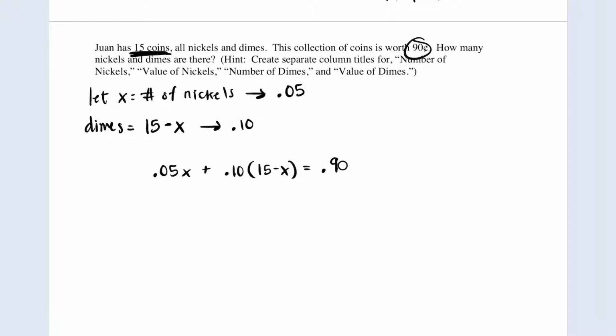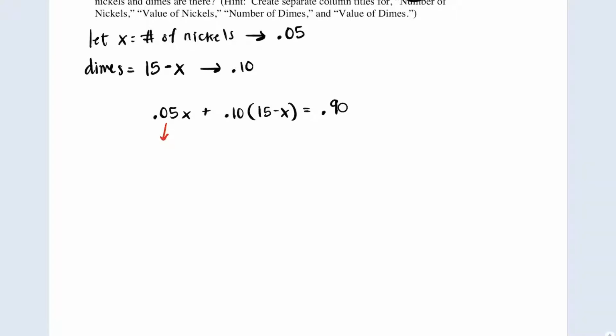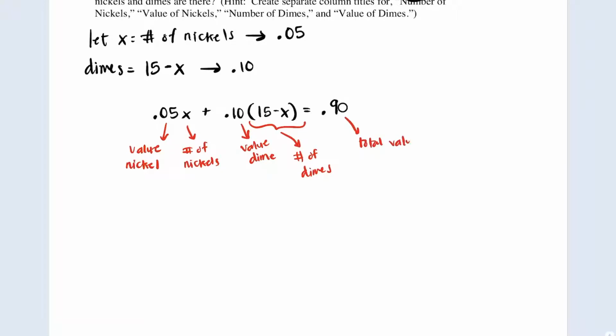Okay, well anyway, so here we have, let's quickly go over what each of these parts means. And again, this is important so that you guys don't forget what every part of your equation means. So 0.05 represents the value of a nickel. So I'm going to write value nickel. X is the number of nickels. 0.10 is the value of a dime. This thing in parentheses, 15 minus x, that is the number of dimes. And this right here, 0.90, is the total value of all of Juan's nickels and dimes.